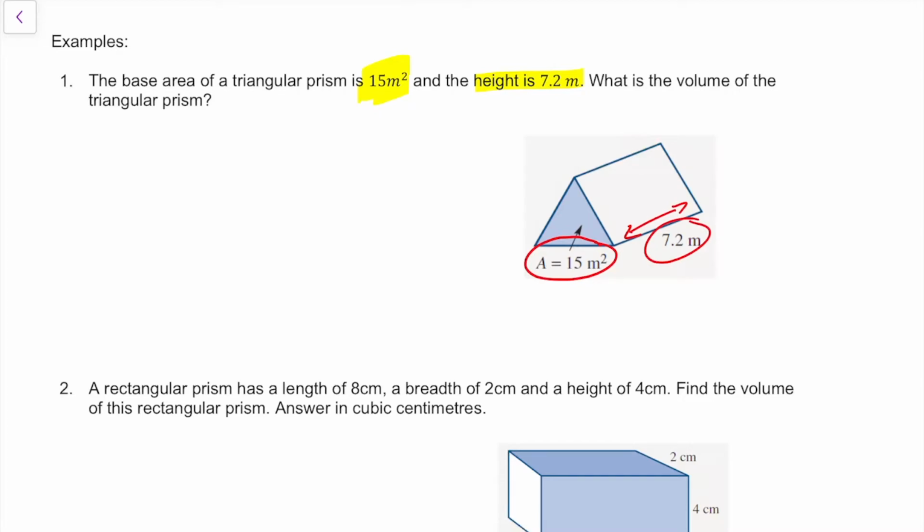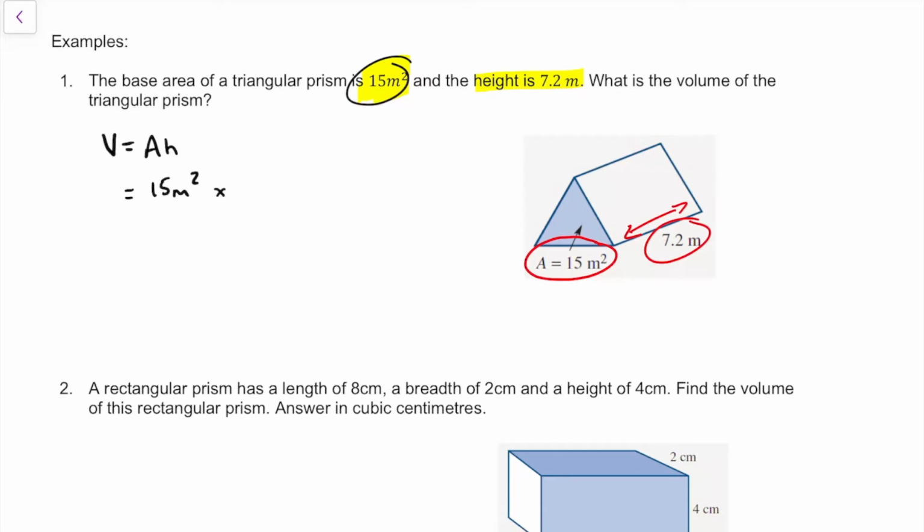So what is the volume of the triangular prism? Well, let's start with V equals AH. There is our formula, V equals AH. We know the area is 15 meters squared.